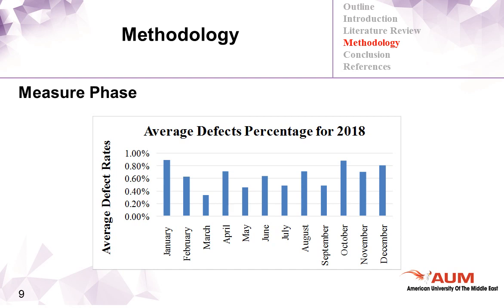Moving on to the measure phase, we calculated the average defect percentages for each month for the year 2018, and by comparing them together, we can see that January has the highest defect rate of 0.89%. So we chose to focus on the month of January 2018 for the calculations.